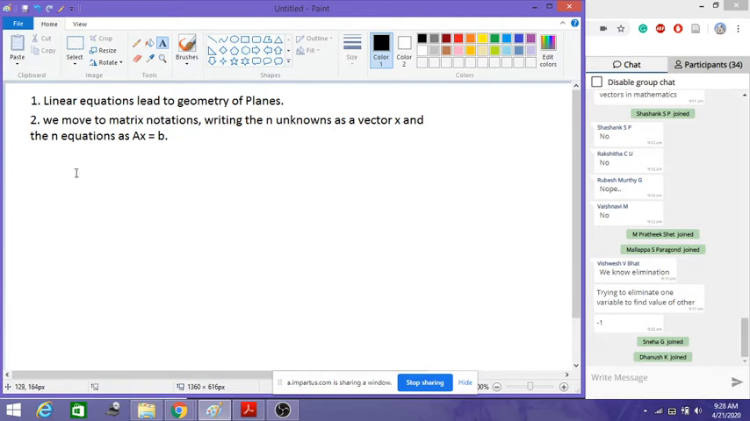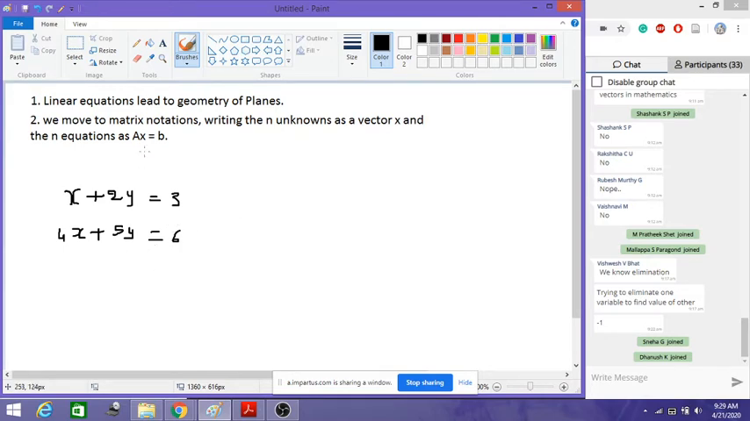Now for example, in the previous equations we had x plus 2y equal to 3 and 4x plus 5y equal to 6. We have the two equations and two unknowns.